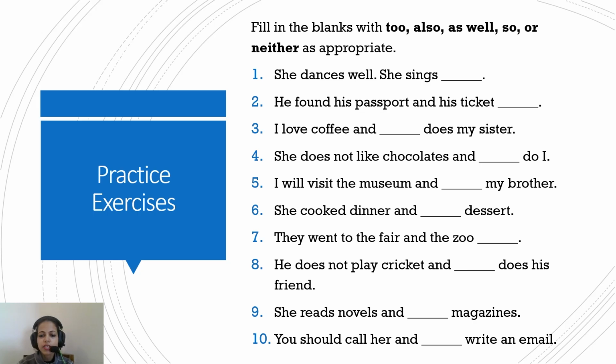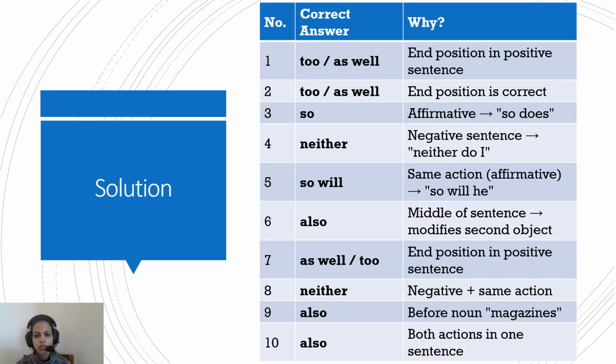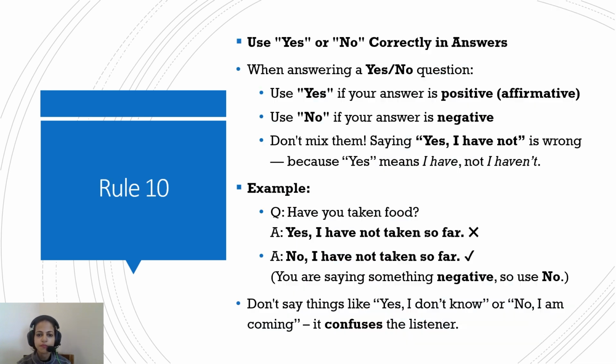He does not play cricket and dash does his friend. Neither does his friend. She reads novels and dash magazines. She reads novels and also magazines. You should call her and dash write an email. You should call her and also write an email. So this is your solution to the questions. Have a look at them.